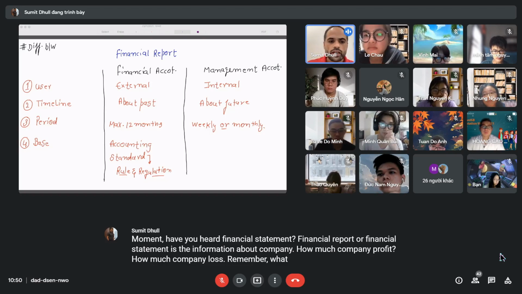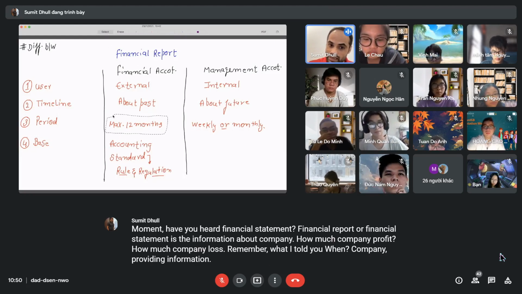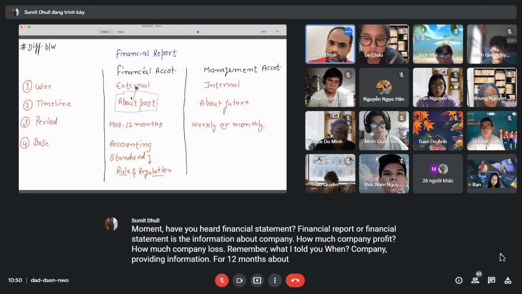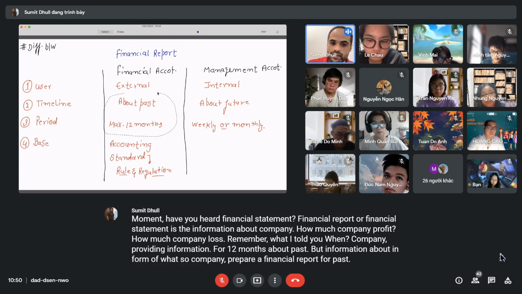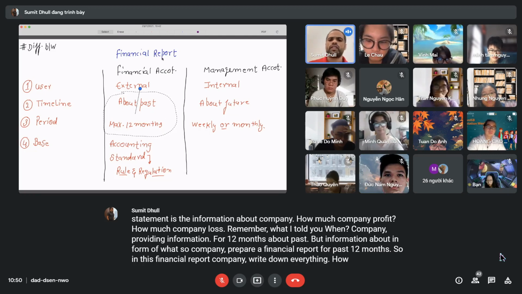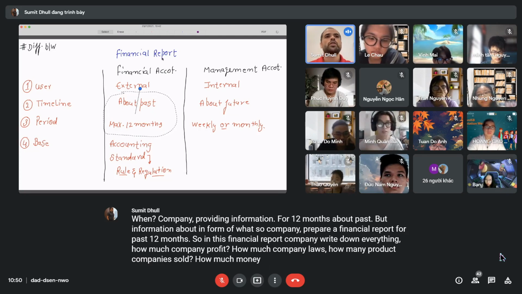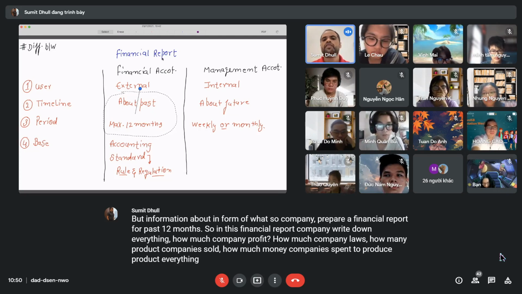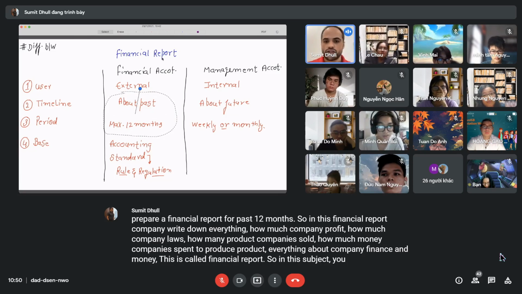Remember what I told you? When the company provides information for 12 months about the past, in what form is the information? The company prepares a financial report for the past 12 months. In this financial report, the company writes down everything: how much profit, how much loss, how many products the company sold, how much money the company spent to produce the product, everything about company finance and money. This is called a financial report. So in this subject, you will learn how to prepare a financial report.